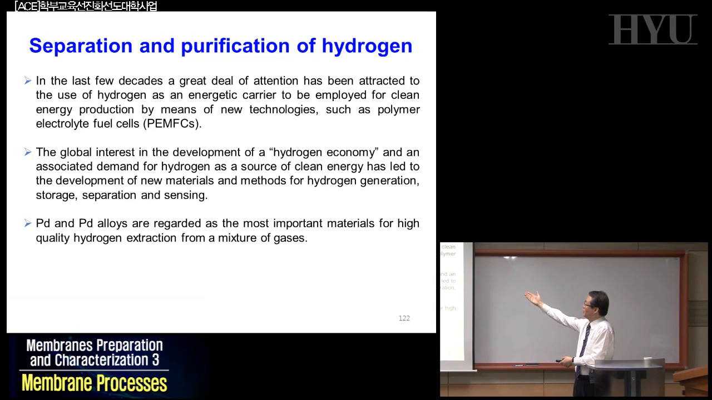So this hydrogen can be used to generate power, or can be used as fuel for fuel cells, such as polymer electrolyte membrane fuel cells. I don't want to iterate about the hydrogen economy, but anyway, palladium or palladium alloys are very important materials for your hydrogen separations.